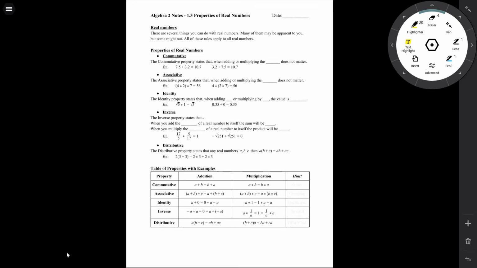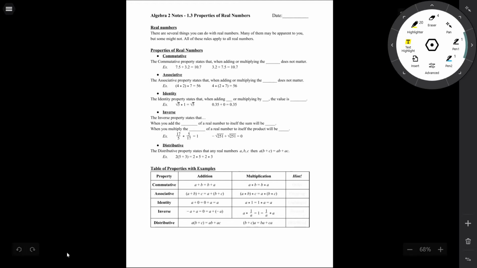Hello everyone. Welcome to Algebra 2 Notes 1.3, Properties of Real Numbers. We're just going to be talking about different laws that all real numbers adhere to when you're multiplying or adding. In division and in subtraction, the rules don't necessarily apply the same way. So this is always with just addition and multiplication.